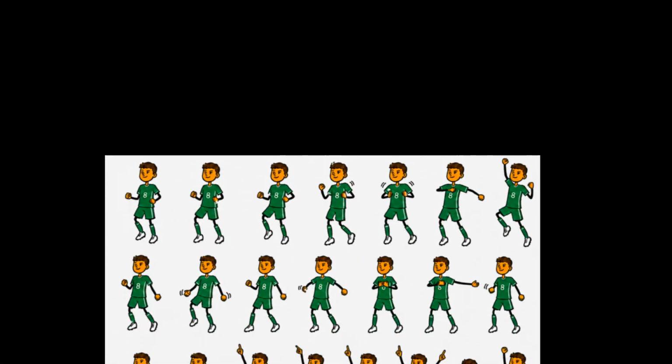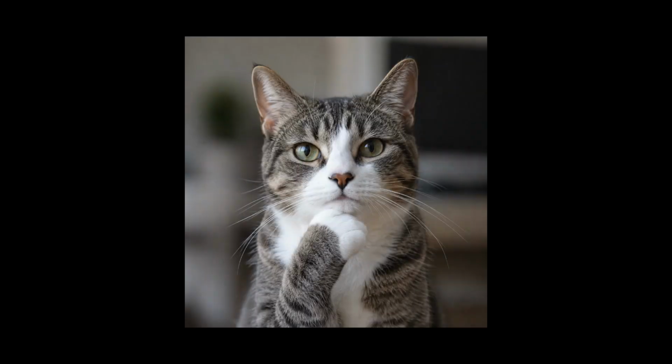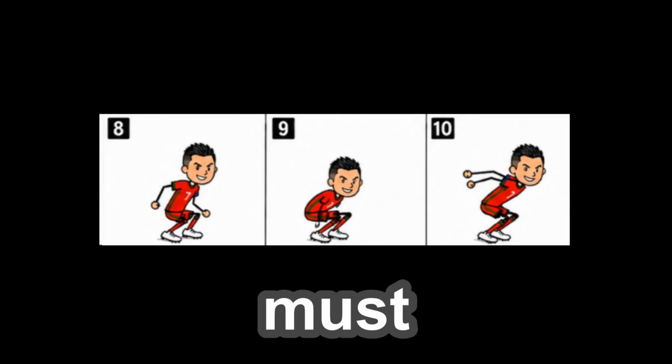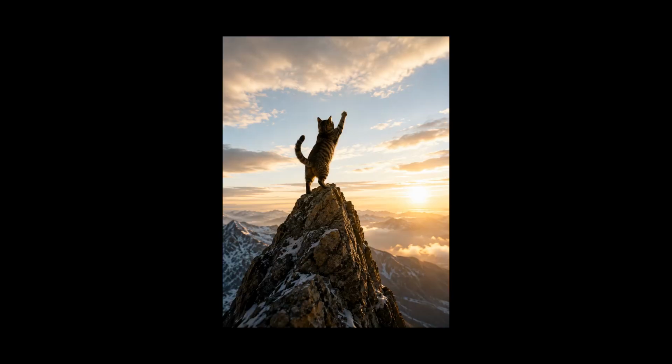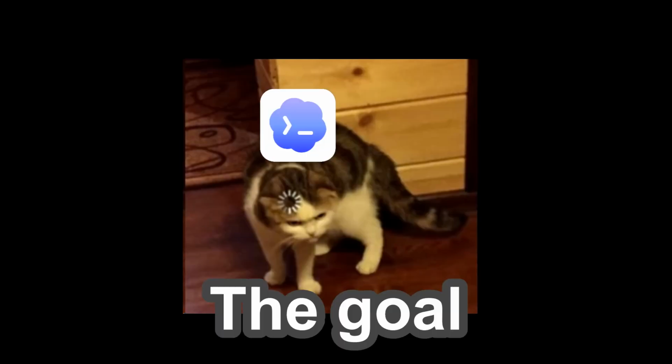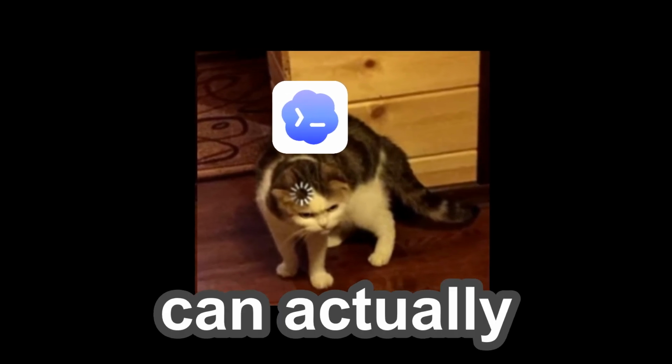Instead of using 2 frames, use 20. The more keyframes you give the AI, the easier it becomes to create smooth movement. You need to think like an animator. Each frame must make sense compared to the previous one. If an arm suddenly jumps from one side to the other, create an in-between frame. The goal is not just to make a nice image. The goal is to make an image that another AI can actually understand.